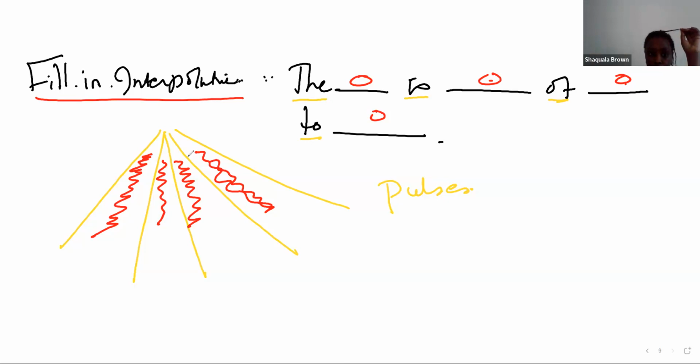Yeah, so the pulses. Fill-in interpolation is mainly the mechanism by which the system fills up the spaces between the pulses. Thank you.